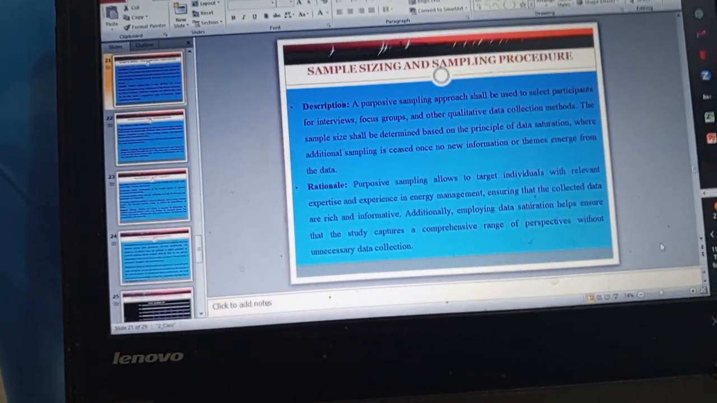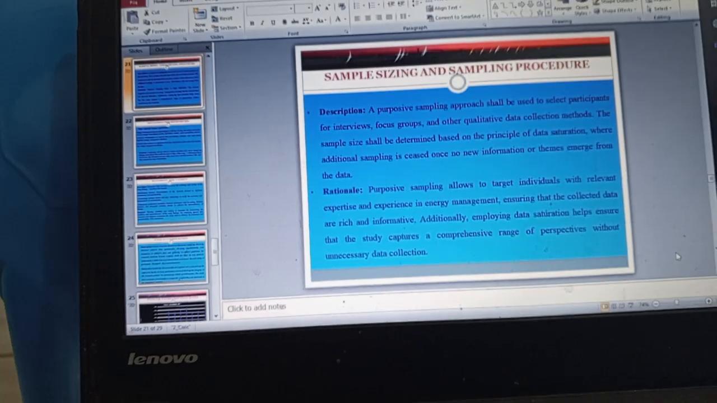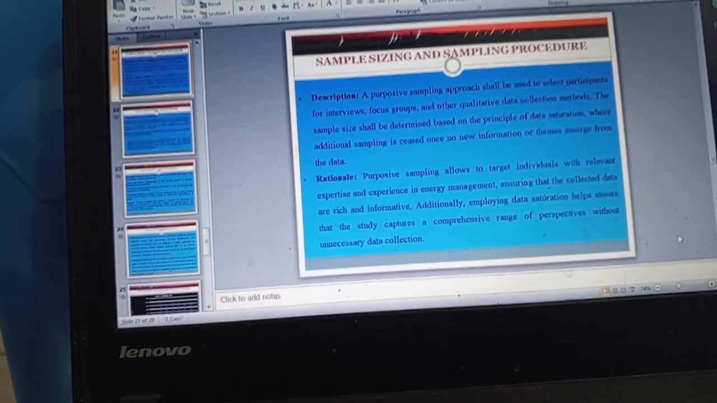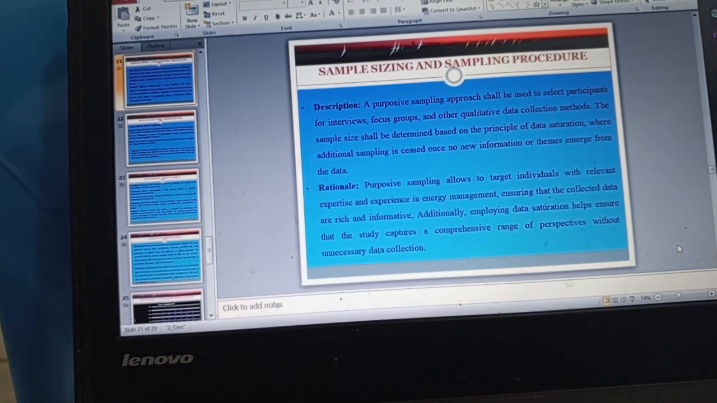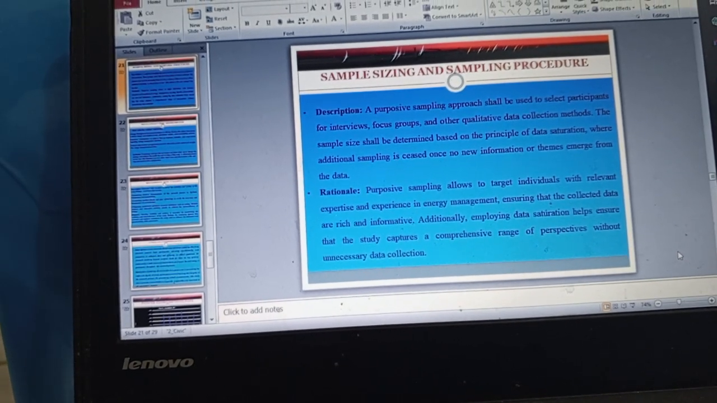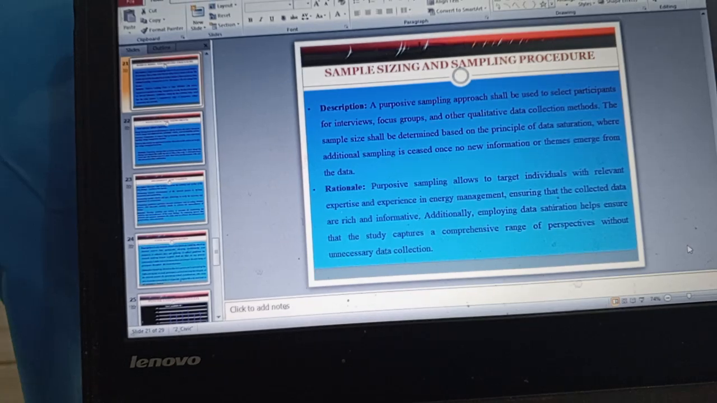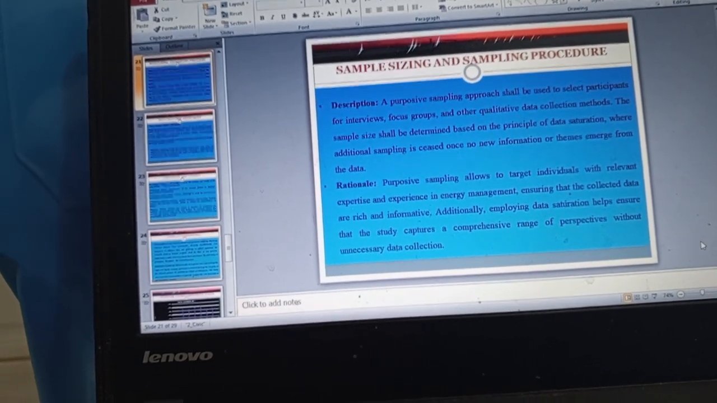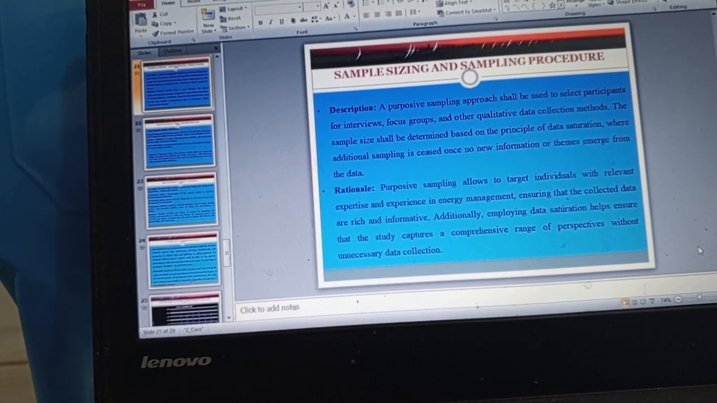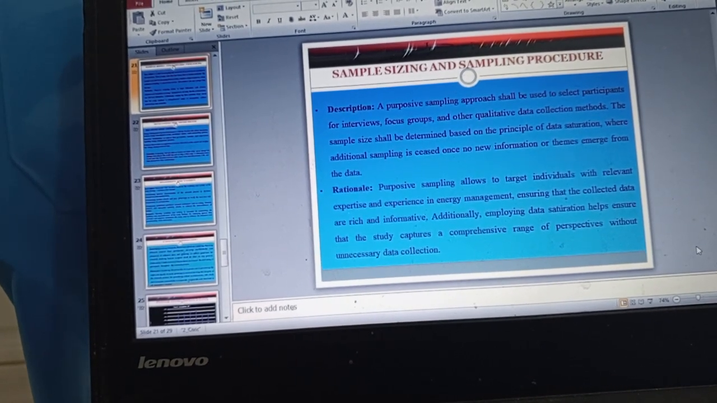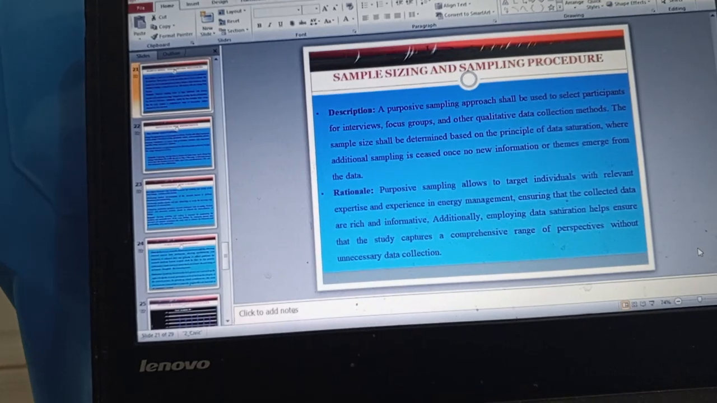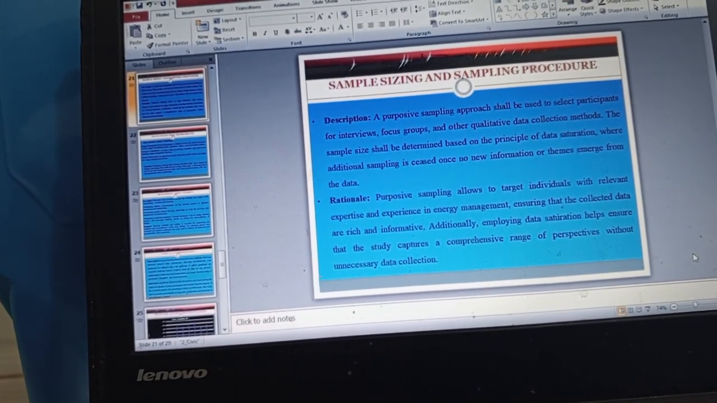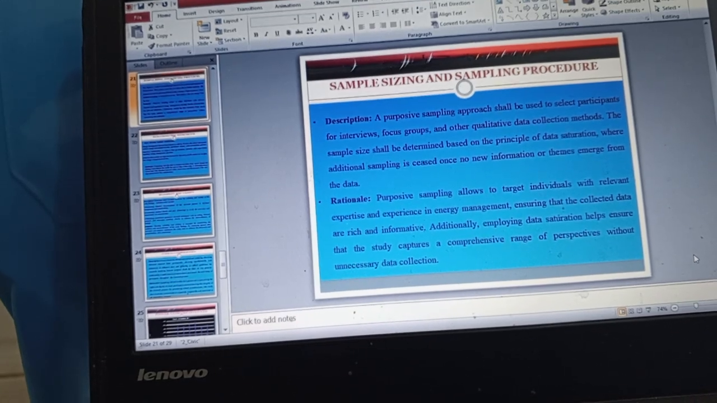Then for sample sizing and sampling procedure, description: a purposive sampling approach shall be used to select participants for interviews, focus groups, and other qualitative data collection methods. The sample size shall be determined based on the principle of data saturation, where additional sampling is ceased once no new information or themes emerge from the data.